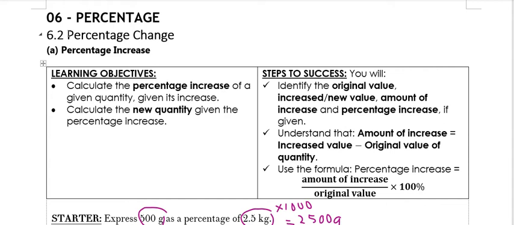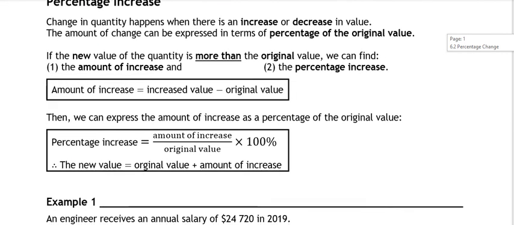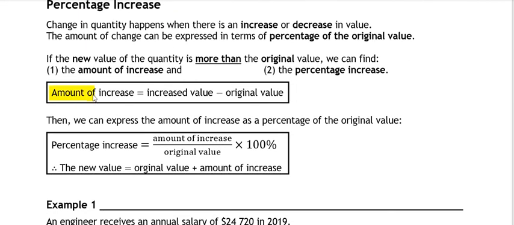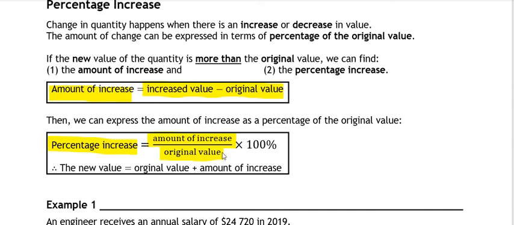So today we're focusing on percentage change. The first one we'll be focusing on is percentage increase. Here you will be focusing on the following formulas. The first one is the amount of increase. What does it mean? The amount of increase is the difference between the increased value and the original value. The second formula is on percentage increase. Percentage increase equals the amount of increase over the original value, and then you multiply everything by 100%.